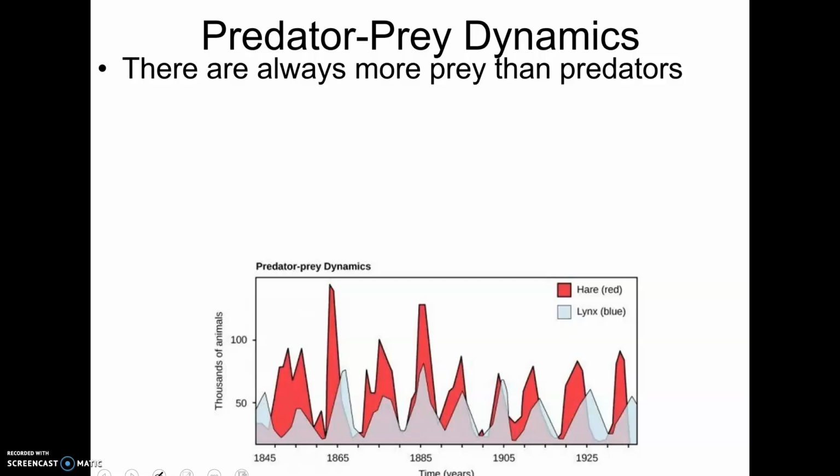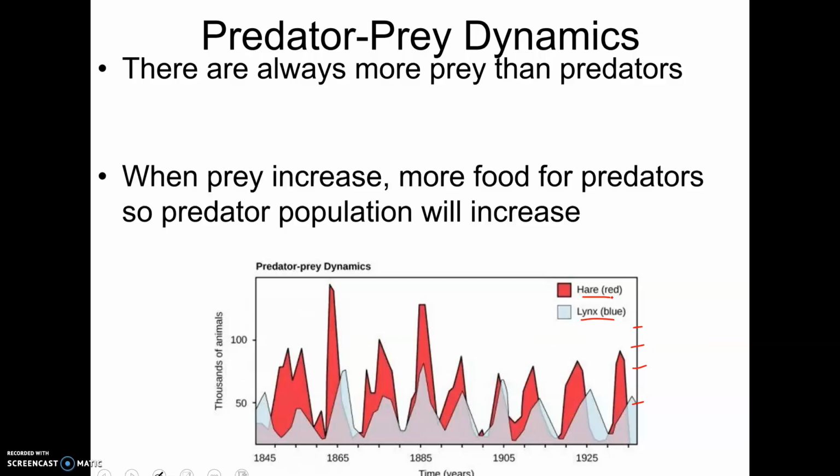One thing I want you to be aware of, there's typically going to be more prey than predators. In fact, sometimes they'll even do a double y-axis on a graph like this, where, say, the lynx are in hundreds, but the hares are in thousands, so that they can line them up better. This one didn't do that, but sometimes they will.